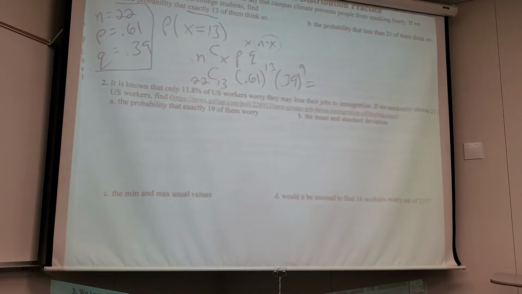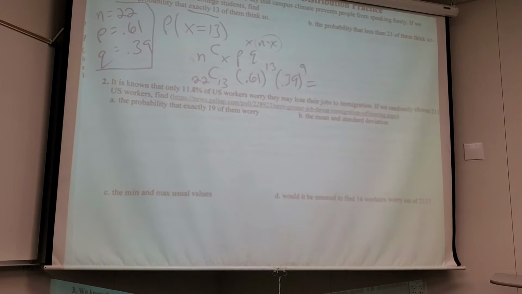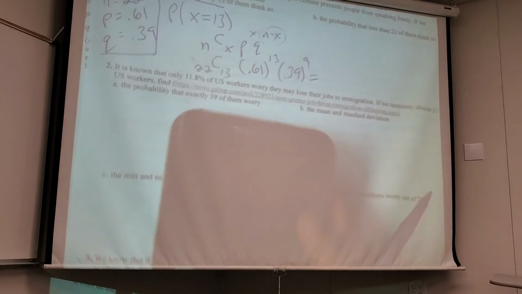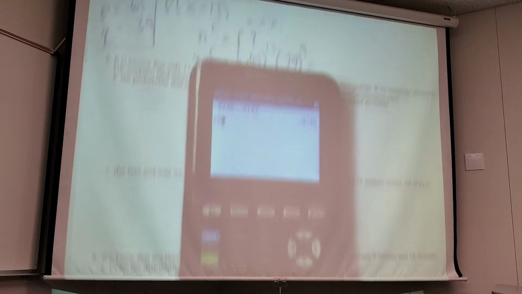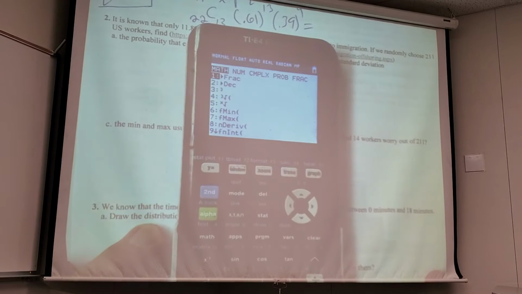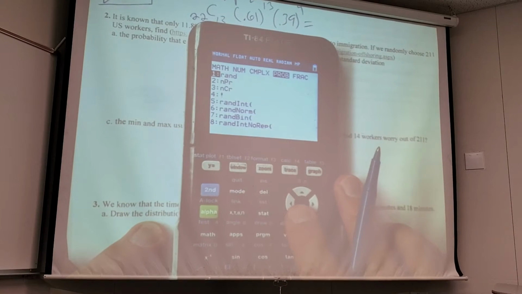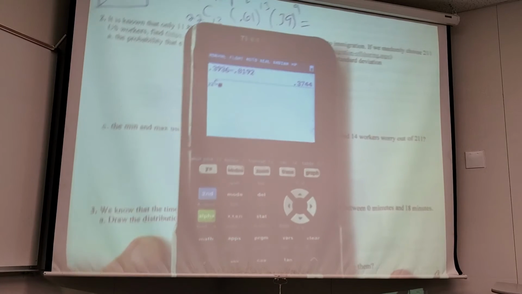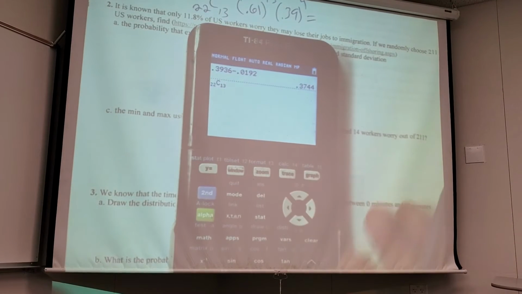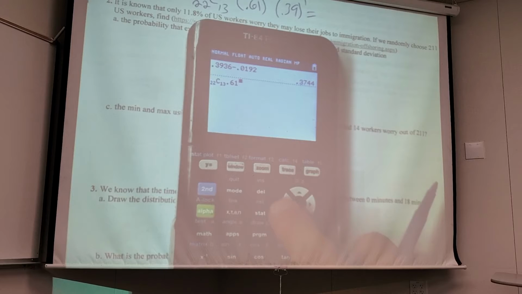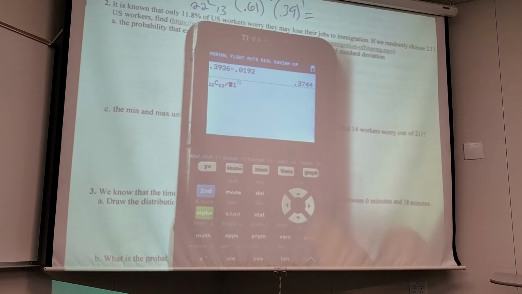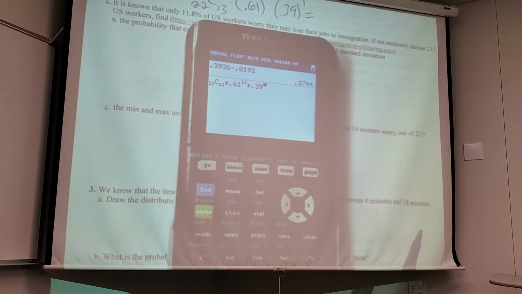And then whatever that comes out to be. So what's that look like? Let's see. So 22. Where do I go to get choose? Math, Probability, number 3. 22 choose 13. Gotta hit the right arrow to get out of there. 0.61 to the 13th. I always put a times in there just in case. 0.61 to the 13th times 0.39 to the 9.